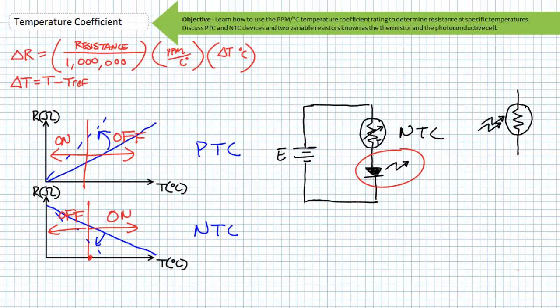This was a pretty quick lecture on a pretty focused topic, but we did get a chance to review the 5 and 6 band color codes, as well as practice some series, parallel, and series parallel computations. In conclusion, this lecture took a close look at how temperature affects the resistance of a resistor. Specifically, we discussed the parts per million per degree Celsius temperature coefficient rating found on 6-band precision resistors, and learned how to use this rating to determine resistance at specific temperatures. Additionally, we introduced PTC and NTC devices and 2 variable resistors known as the thermistor and the photoconductive cell.